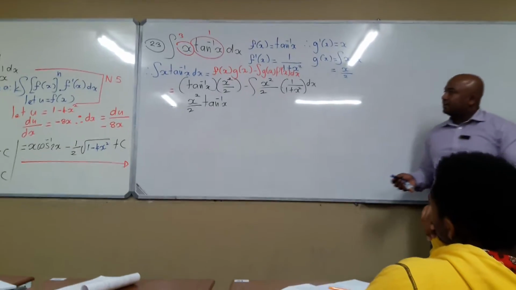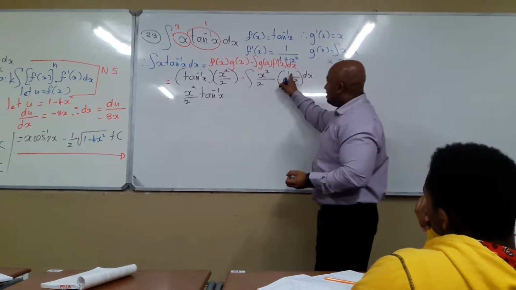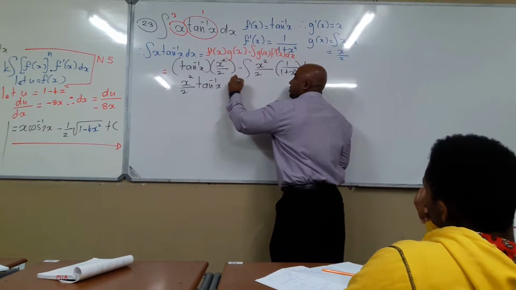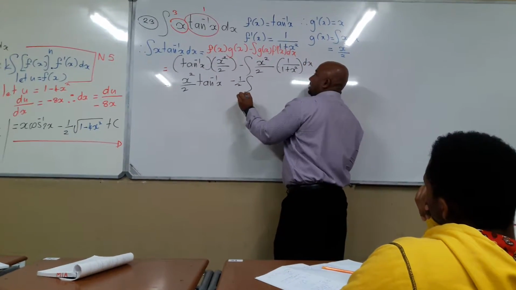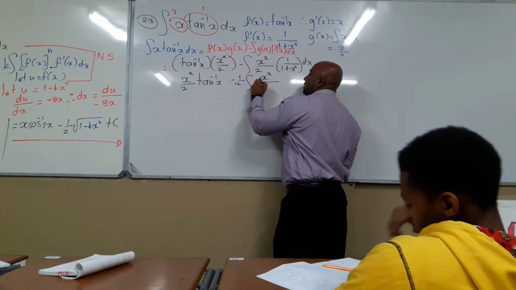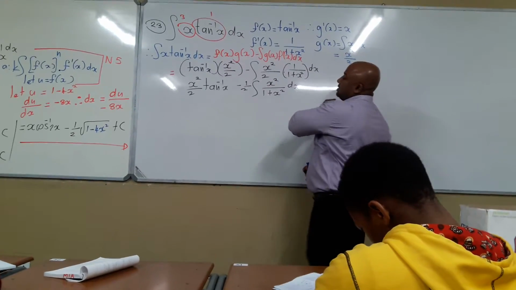What can I do here? There's only a small fraction that I can take out, which is 1 over 2. You can see that? So this is 1 over 2, and then we got x squared on the top, and then we have 1 plus x squared in the bottom. That's your dx.